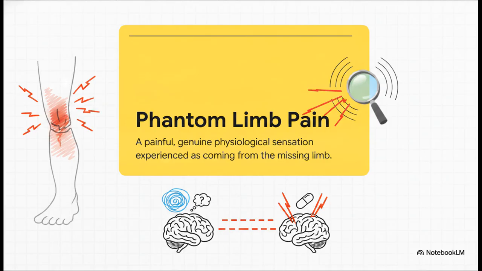It is a painful, genuine, physiological sensation. The child experiences it exactly as though the pain is coming from the missing limb. It is incredibly important to validate this. This is a real, physical reality that requires actual medication and pharmacological management. We have to firmly separate this from the idea that it's just psychological distress or imagined pain. When a kid says they have phantom limb pain, they're experiencing something entirely genuine.